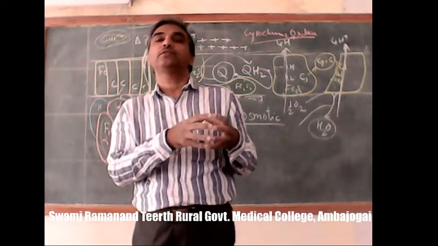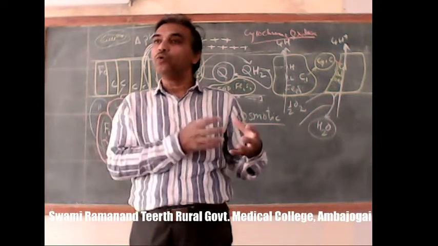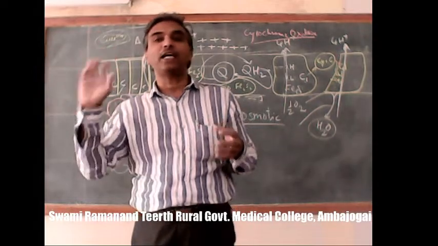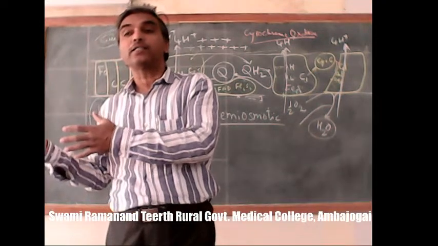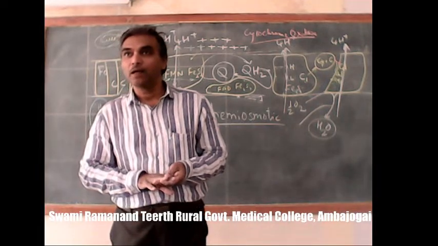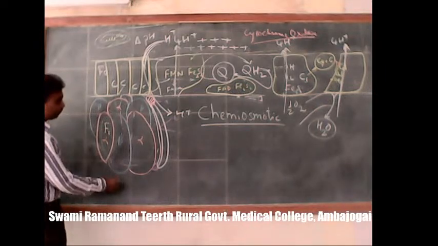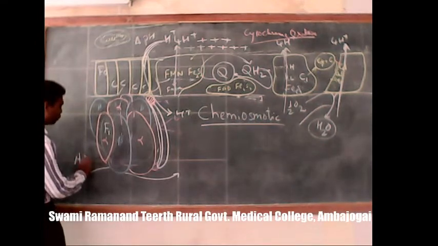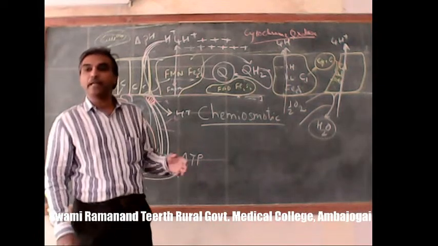So from loose to tight to open. From loose, where ADP and inorganic phosphorus are there, it gets converted into tight, where catalysis occurs and ATP synthesis occurs, and when it opens, ATP is liberated. Are you getting me? So here ADP and inorganic phosphorus enter, and ATP leaves the beta unit.